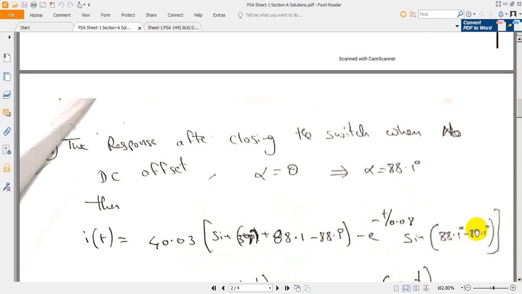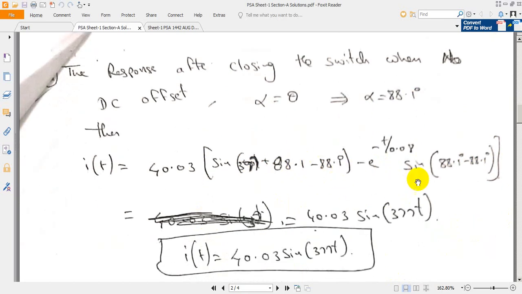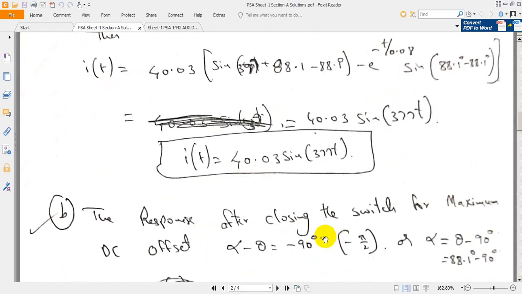Here also, in place of alpha minus theta, we are substituting 88.1 for alpha. Then this term will become 0. This complete term will become 0. Finally you will get i(t) is equal to 40.03 sin omega t.